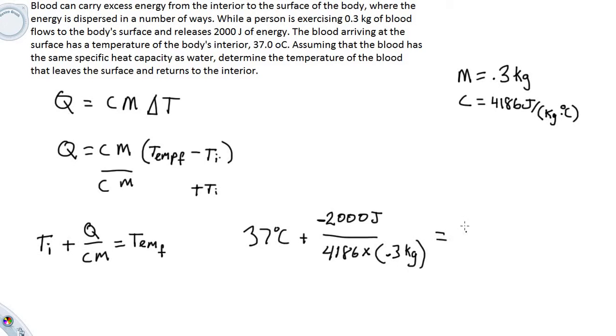And for your answer, you should get 35.4 degrees Celsius for the blood that is returning back to the interior of the body.